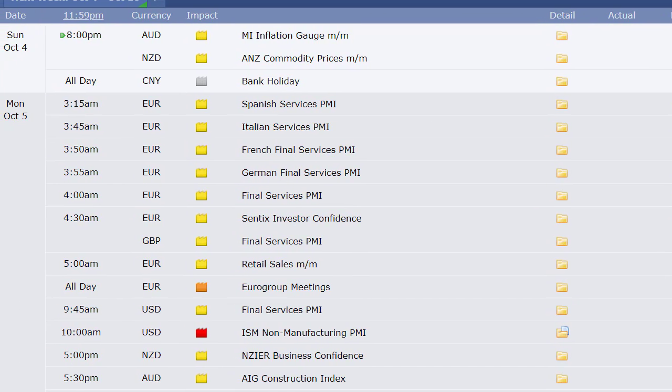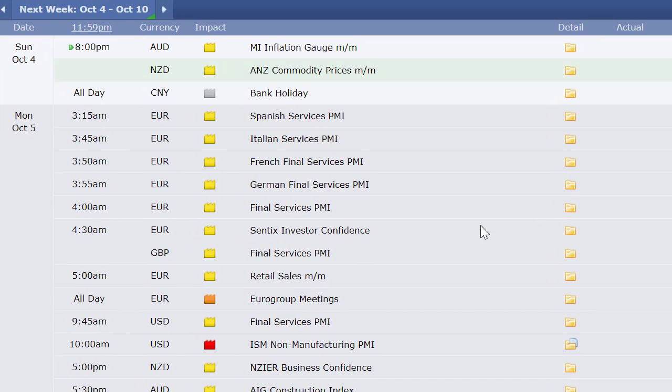In terms of economic data coming out in the week ahead, here we go. We've got a bank holiday in China. Remember, these are all Eastern time. We're going to start to see some time changes over the next couple of weeks. So Monday: Spanish, Italian, French, German, and European broad sector final services PMI. They come out over the course of an hour, plus the UK one. Retail sales out of Europe. We've got Eurogroup meetings at some point on Monday.